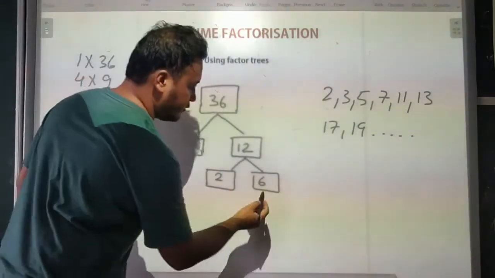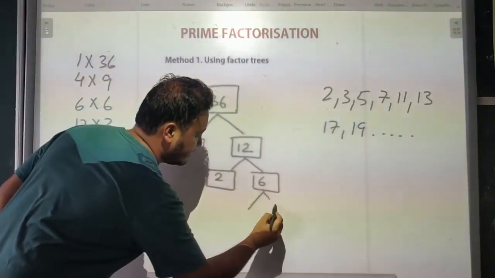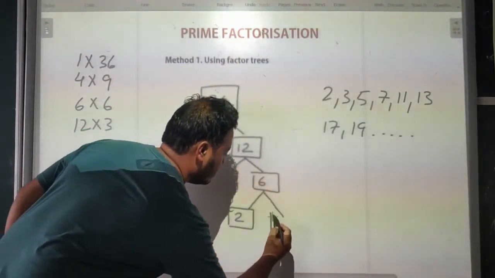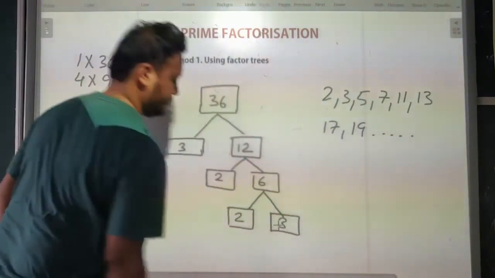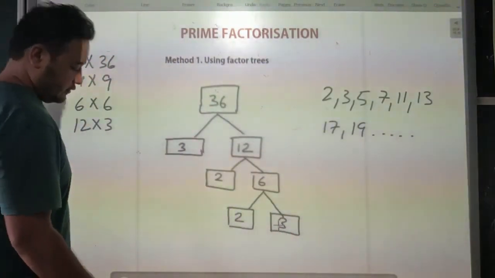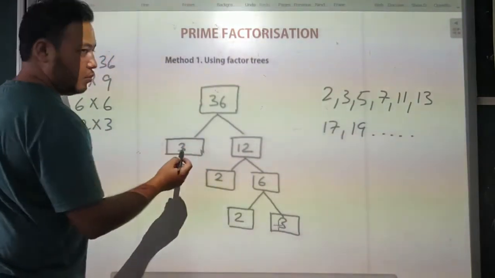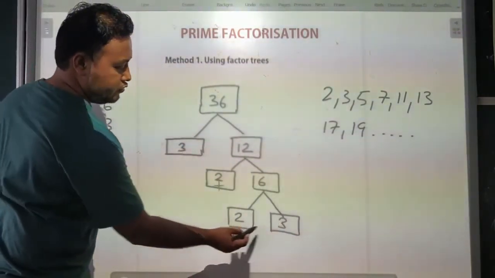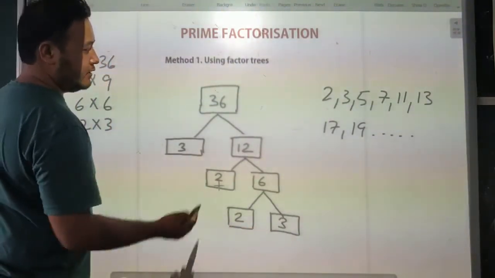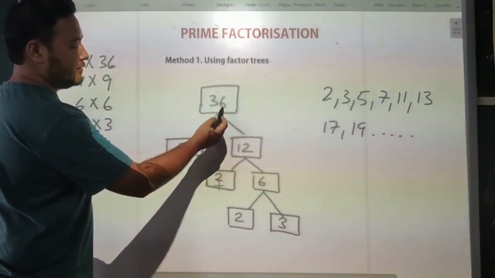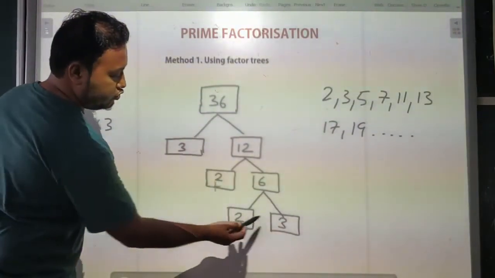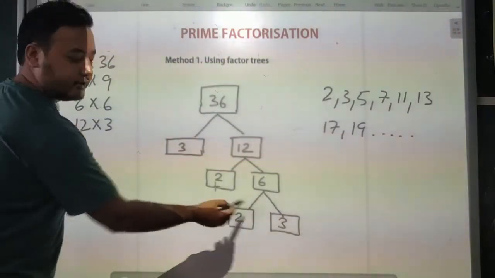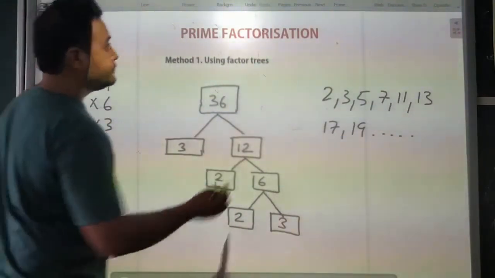So we have to worry about only 6. So let's make the branches. And now can I write 6 as 2 into 3? Yes. So do you see what is at the end of the branches? Here it's 3, here 2, here 2 and then 3. So again we are getting the prime factorization of 36 as 2, 2, 3 and 3. So no matter how you start, the result is the same. Alright?